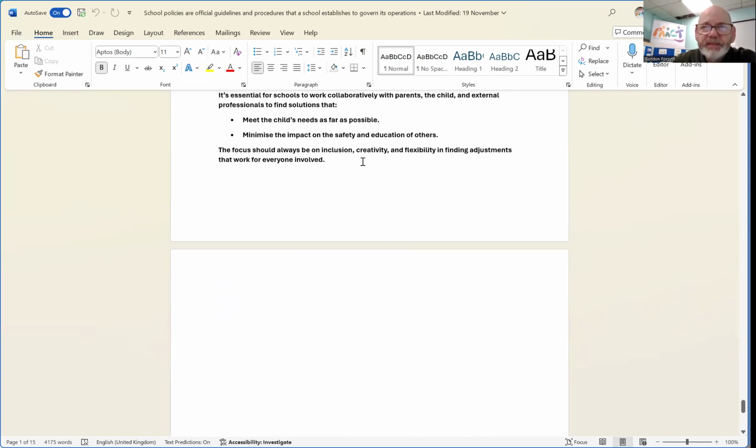So I hope that makes things a little bit clearer on reasonable adjustments. They can't just say, no, we can't do it. There's a lot that goes into it, a lot of things that we need to consider, and the role of the SENCO within that as well.